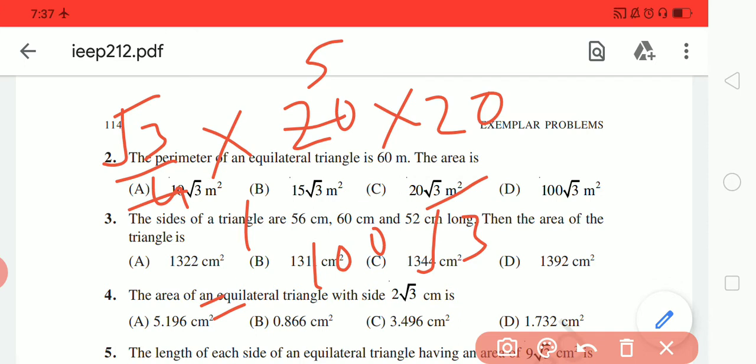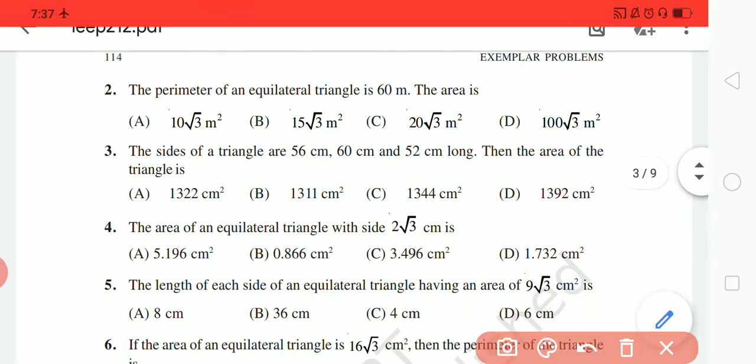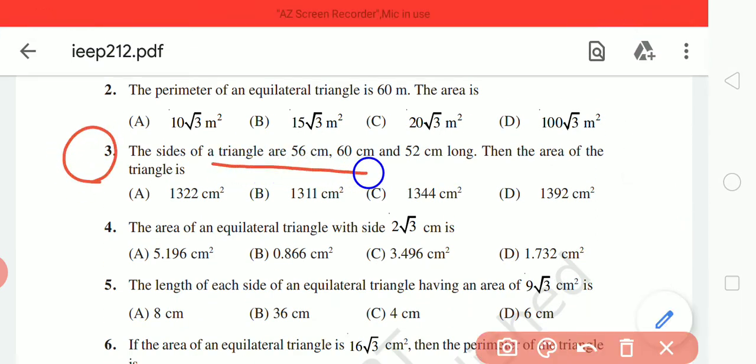So let us check which option is showing you 100 root 3. It is option D, right? Now come to question number 3. The sides of a triangle are these, and then the area of the triangle is.